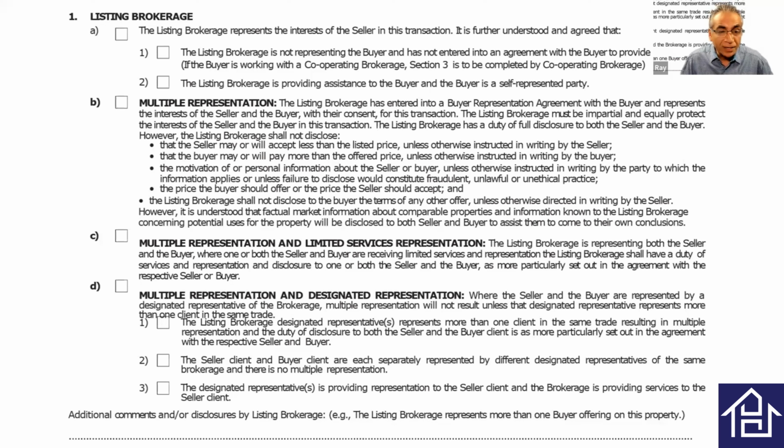Now, number three says the designated representative is providing representation to the seller client and the broker is providing the service. So number three can be selected as well when you have a designated representation. Basically this explains that when you have a designated representation, the salesperson provides service and representation to the client, and the brokerage is only providing service. And that's the case with every single designated representation. I hope this clarifies the listing brokerage section.